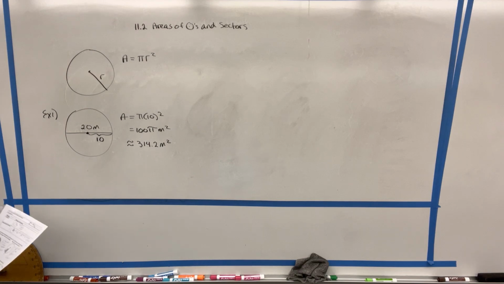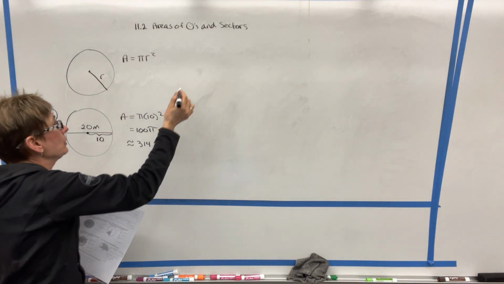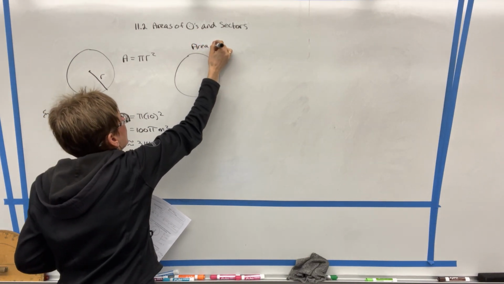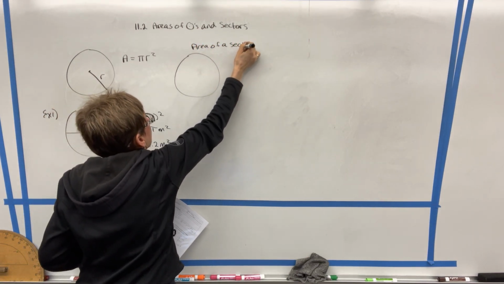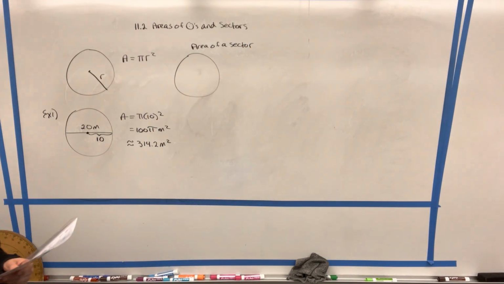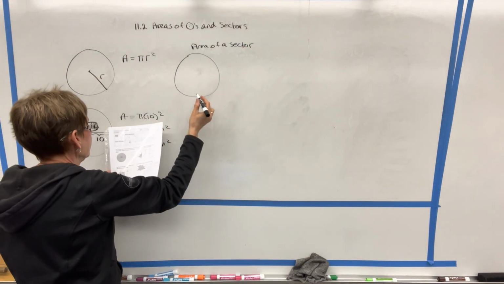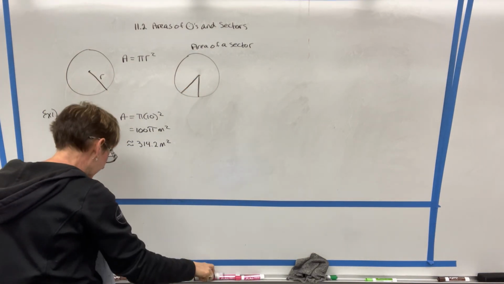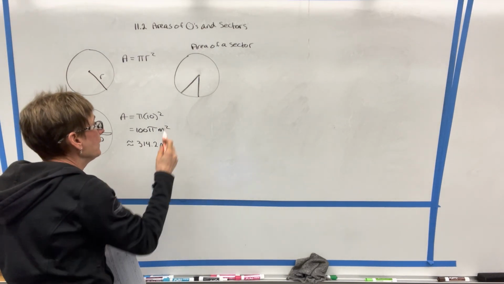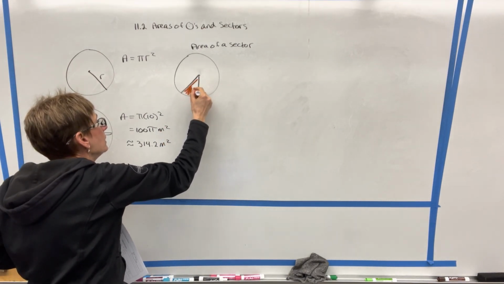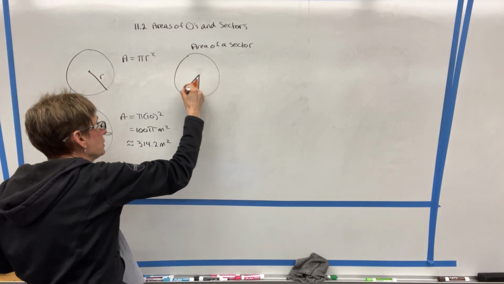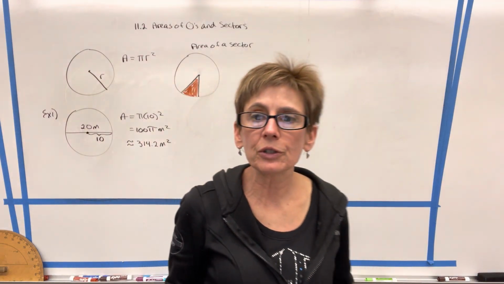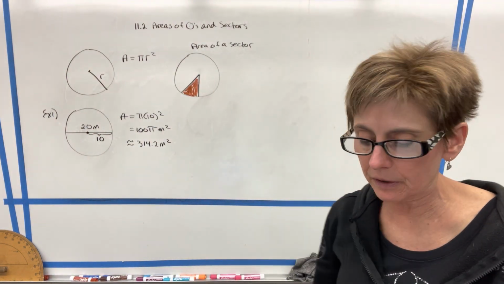Now, there is another formula. This is just regular area of a circle, and this is area of a sector. So when we're talking about area of a sector, we mean basically a slice. So let's say, for example, a slice of pizza, a slice of cake, but not the whole pie, just one slice. So we're just talking about a portion of the area.